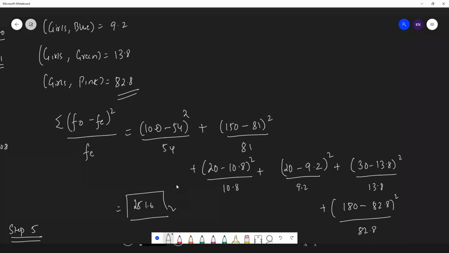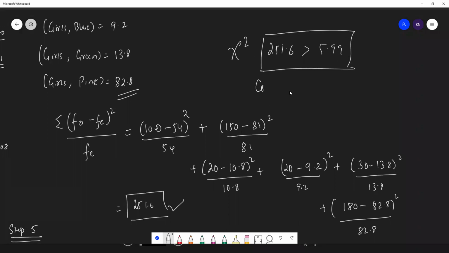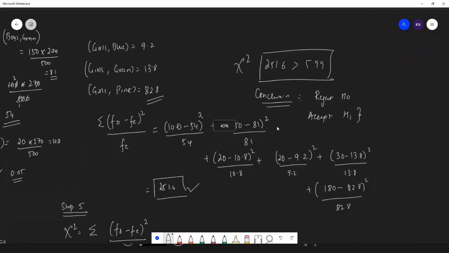Perfect. Absolutely fine. Now chi-square 251.6 is greater than 5.99. So what does this basically say? Conclusion. Reject H0, accept H1. It makes a difference. Okay, perfect.